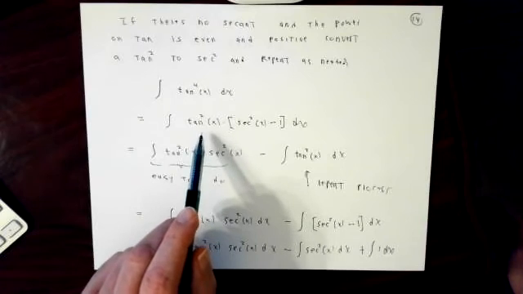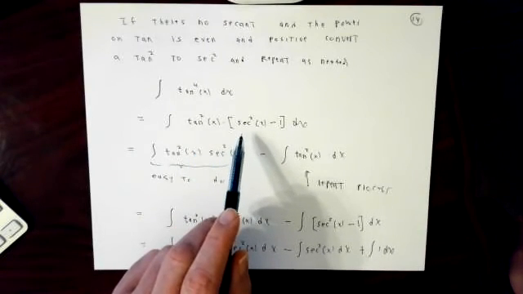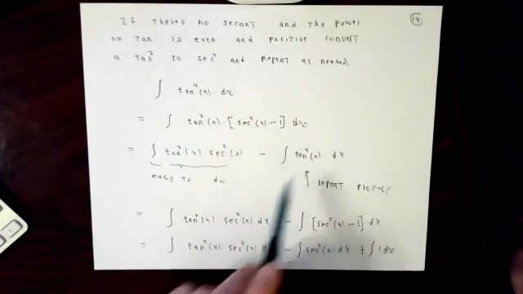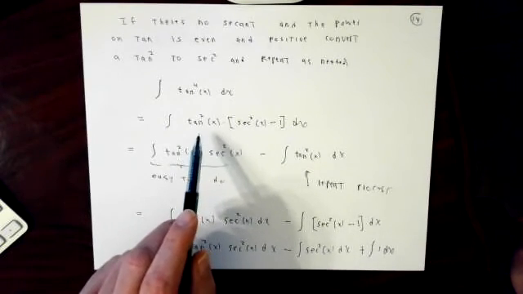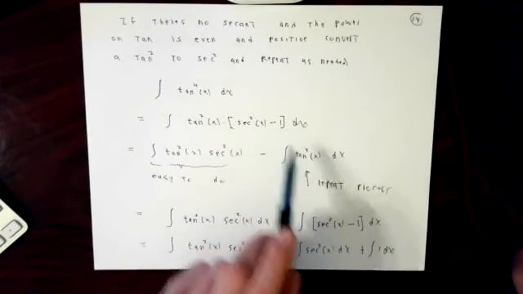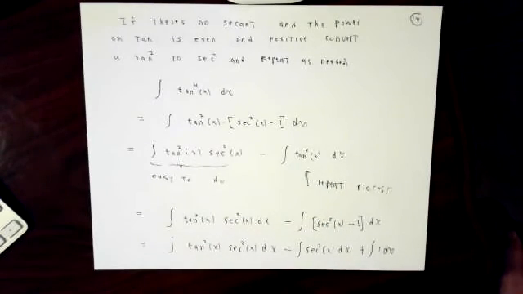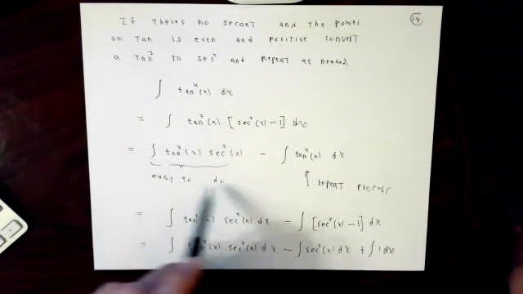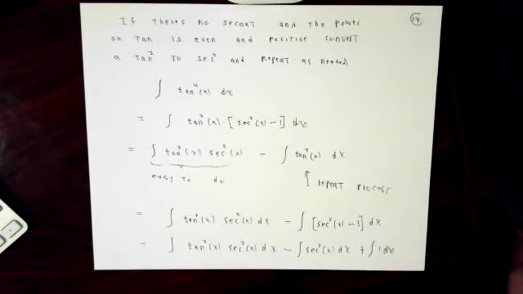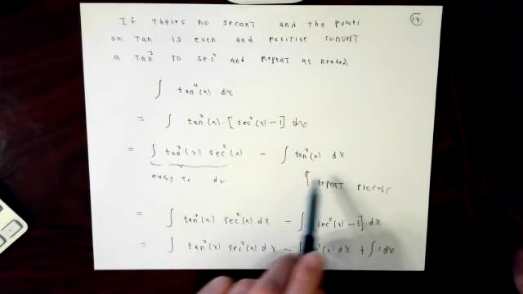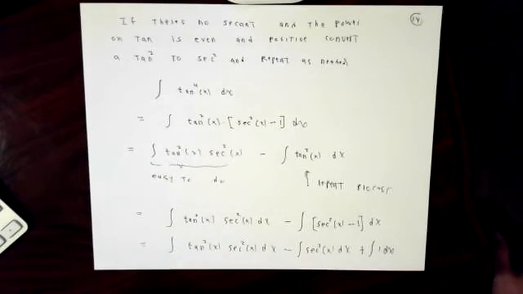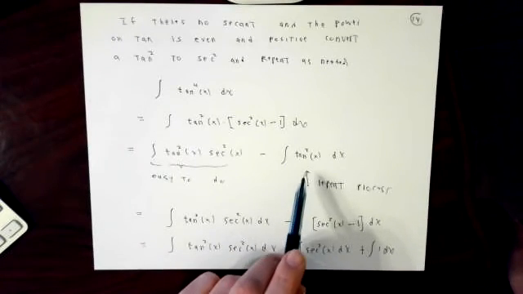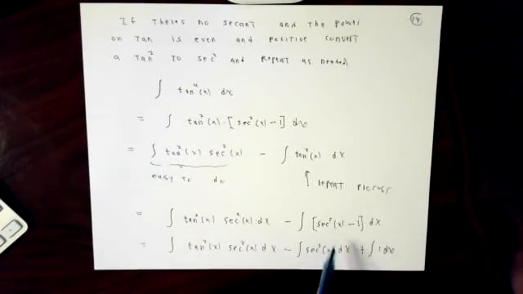Then you're going to have the integral of tangent squared times secant squared with respect to x, minus the integral of tangent squared times 1 with respect to x. And this part is going to be really easy to do because the derivative of tangent is secant squared. This one we're not so familiar with, but we can get it anyway by using tangent squared equals secant squared minus 1 again.